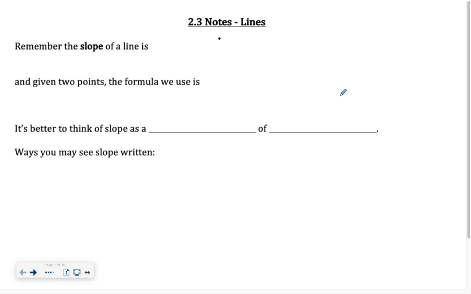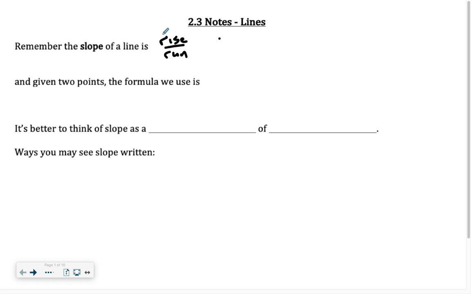Right, this next section is all about lines. A lot of this is going to be review from what we know about lines from Algebra 1 and Algebra 2. We're just going to cram all this into one section here. So first, just remember that the slope of a line is rise over run.